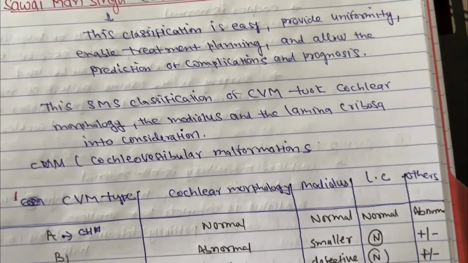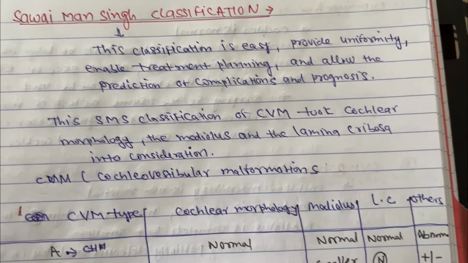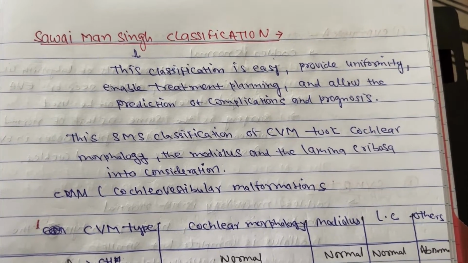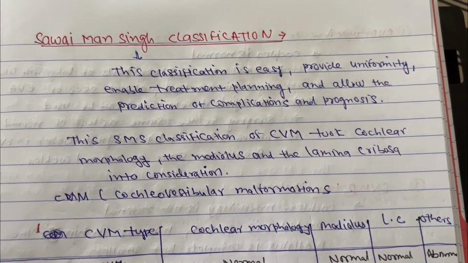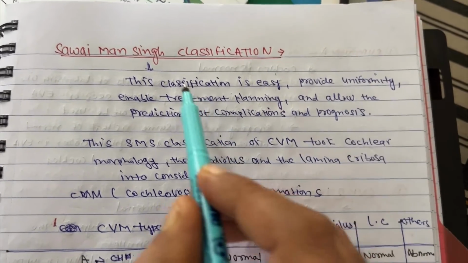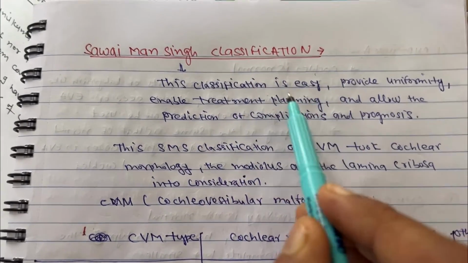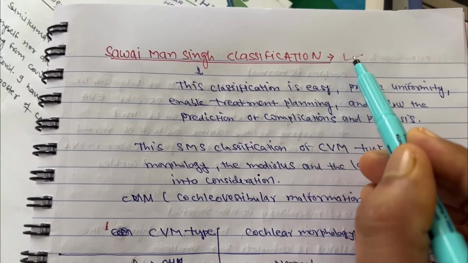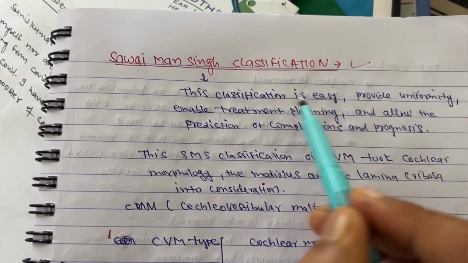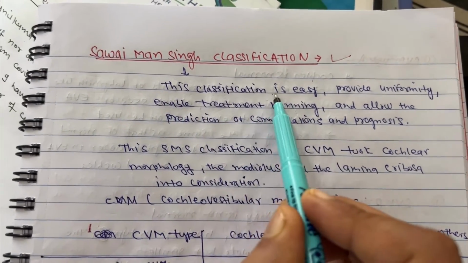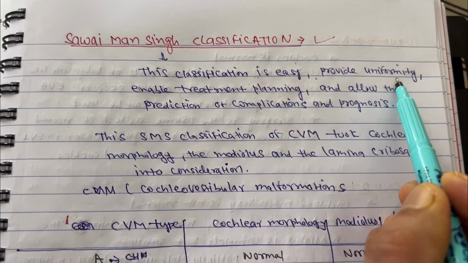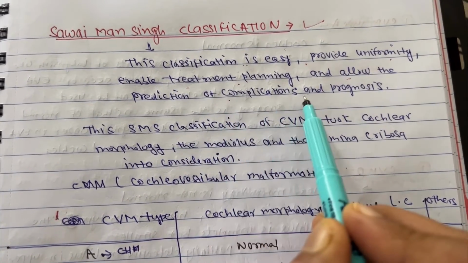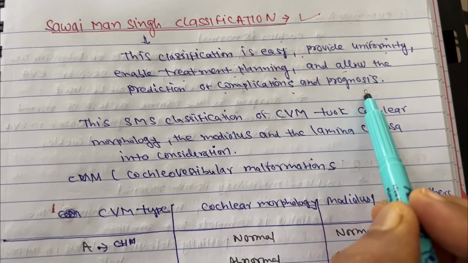Now, a new, easy-to-remember classification, like Sennaroglu's, for cochlear vestibular malformation, or you can say inner ear malformation. This is a very simple classification, the Sennaroglu-Saatci classification, called SMS. This classification is easy, provides uniformity, enables treatment planning, and allows the prediction of complications and prognosis.